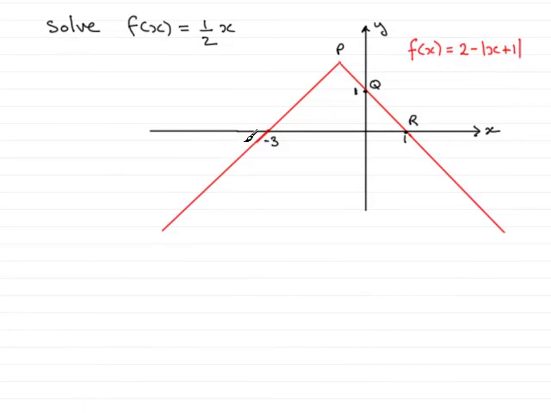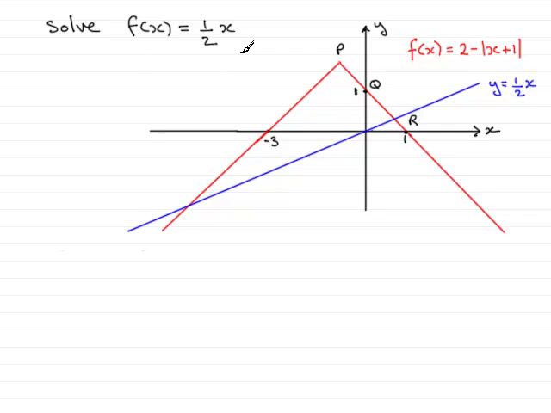Now in this part of the question I've drawn the graph of f(x) equals 2 minus the mod of x plus 1, and we're asked to solve the equation f(x) equals a half x. Since we've got the graph of f(x), it would be good to superimpose on this graph the graph of y equals a half x. So if I put that on, we've got a straight line, y equals a half x, passing through the origin.